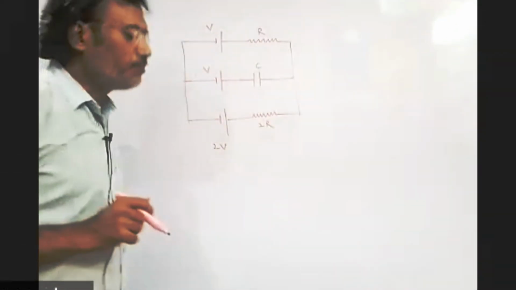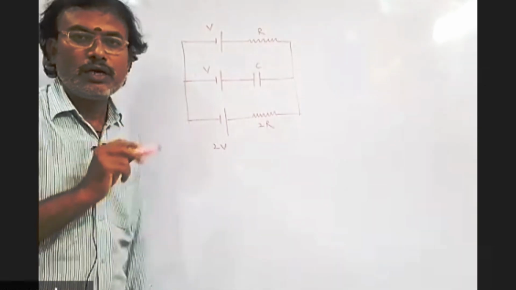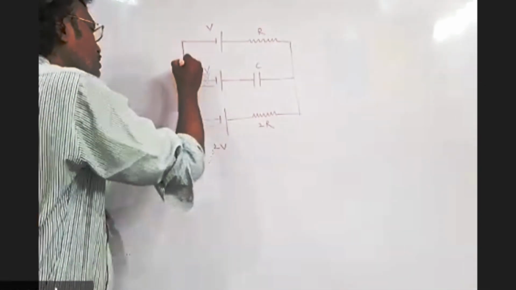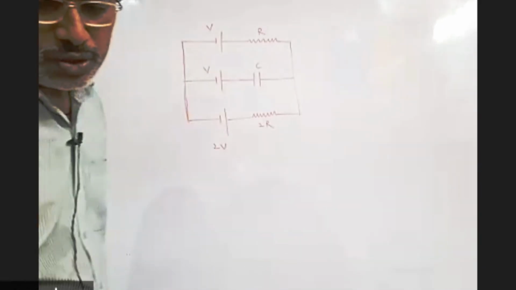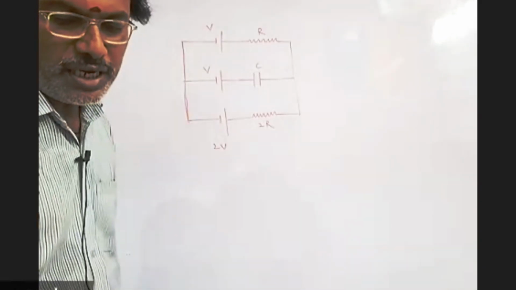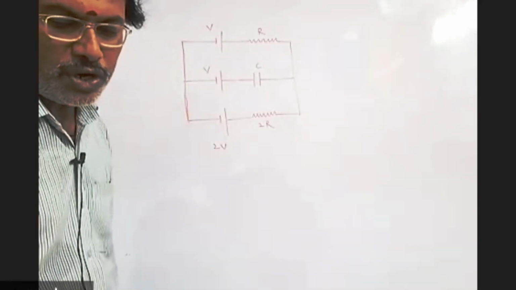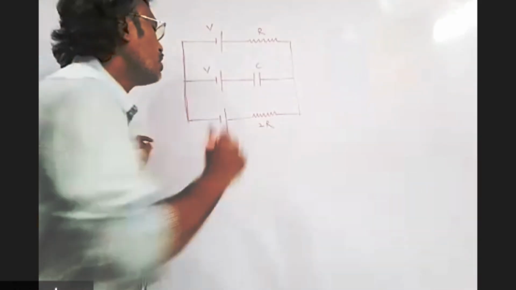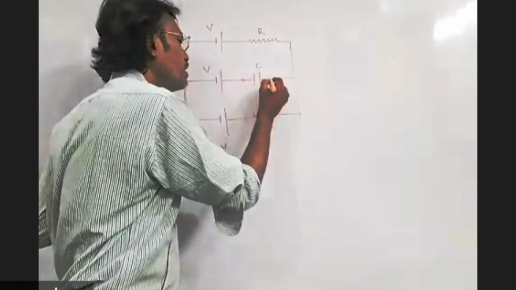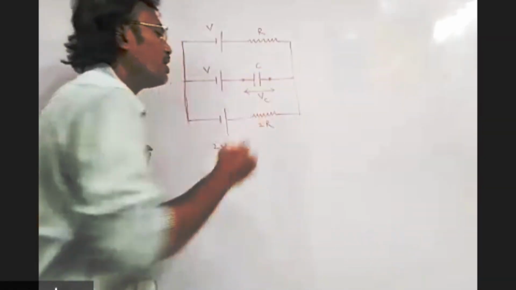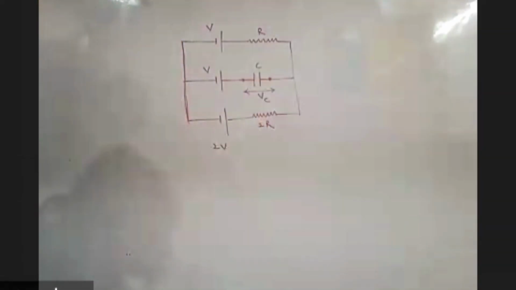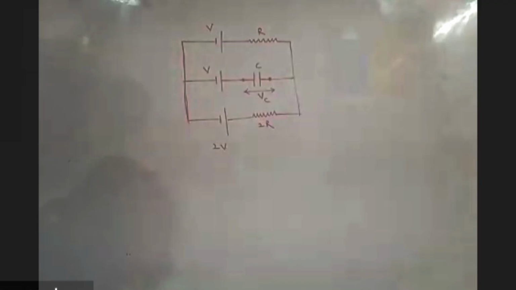And see this circuit diagram. And I'm taking the question here. In the circuit of the figure, with a steady current, the potential drop across the capacitor is... Across the capacitor, I need to take the potential drop. So across the capacitor, the potential drop here, I'm taking as VC.